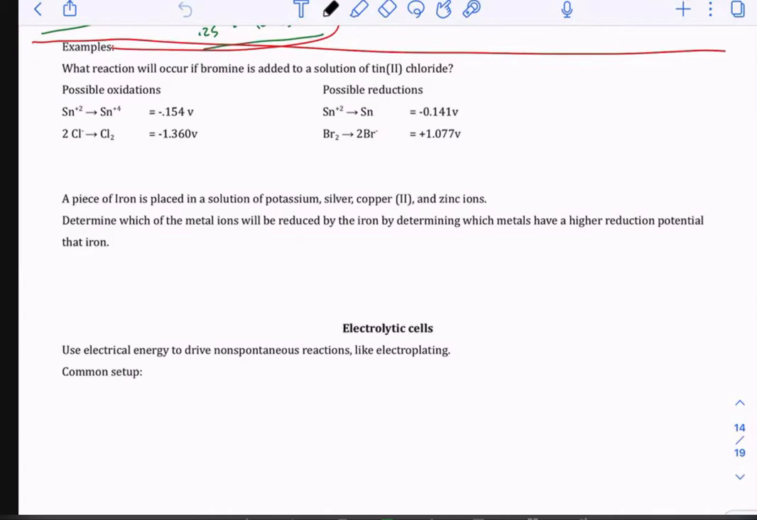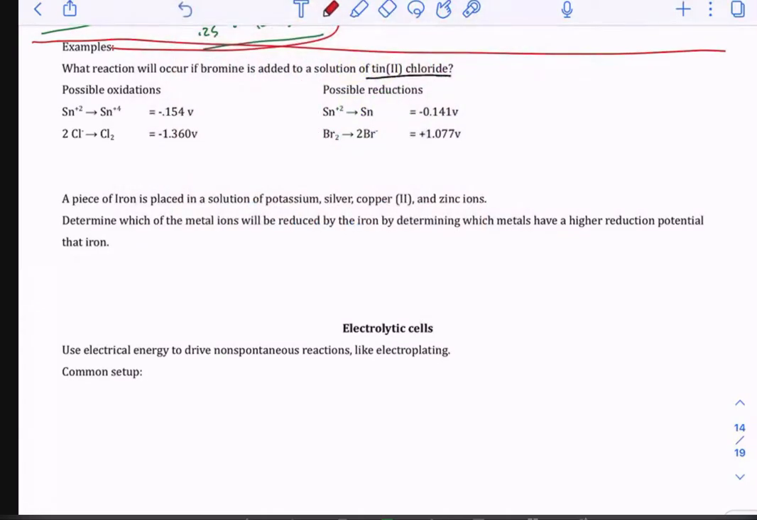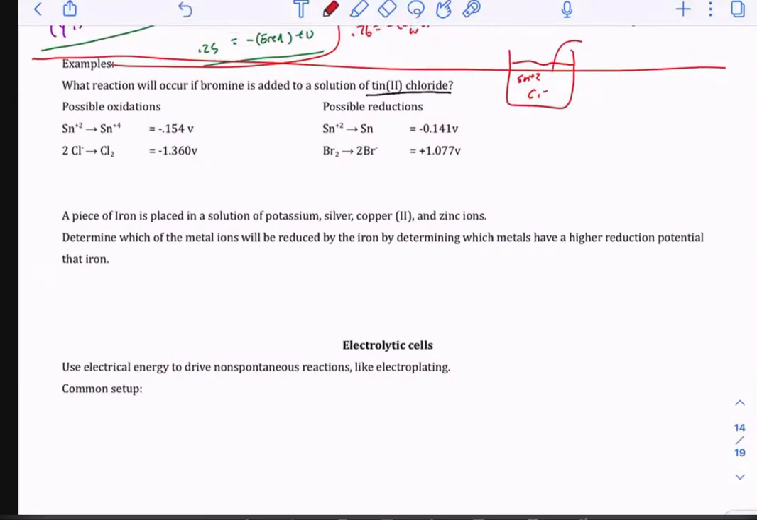So, for example, if we have a solution of tin chloride, just imagine we have a beaker. So we've got tin ions, you've got chloride ions, right? And we are adding to this bromine, diatomic bromine, which remember, bromine is a liquid under standard conditions. So what's going to happen? What reaction will happen if we just dump bromine into a solution?